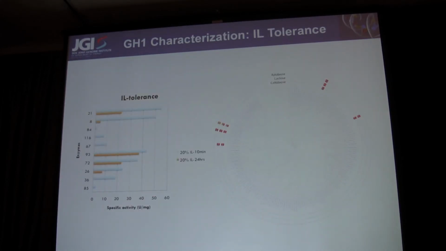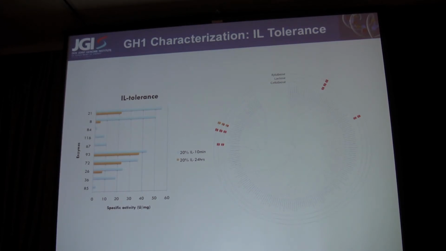Then the next thing, if you remember what JB was looking for, were enzymes that were thermostable, but also resistant to ionic liquids. So that's the next thing we tested. We took all of our enzymes that were thermostable, and we tested them for tolerance against ionic liquids. We ran assays at 70 degrees Celsius and 20% ionic liquids, and we did this for 10 minutes. These are the blue bars, and we see that most of the enzymes have at least some activity under these conditions. But this is not really relevant to any industrial setting.